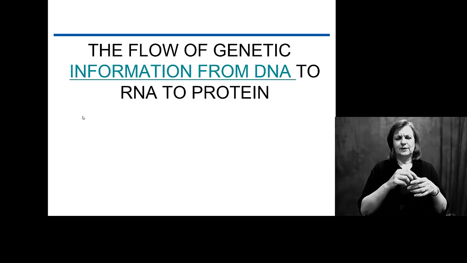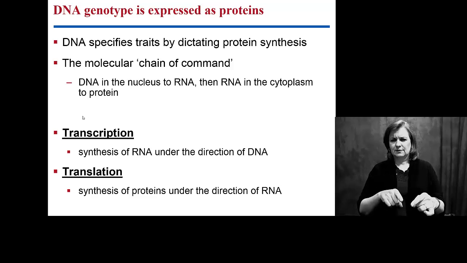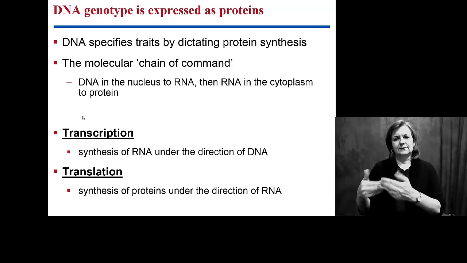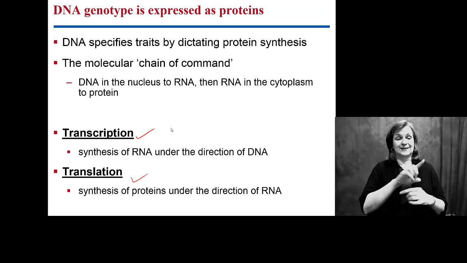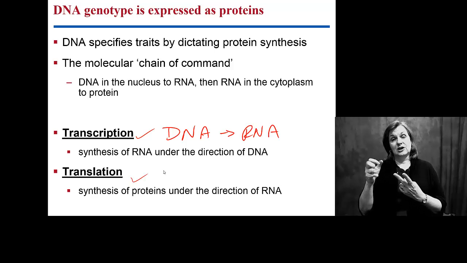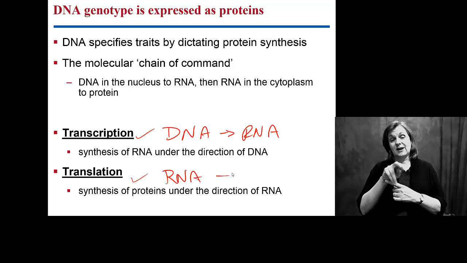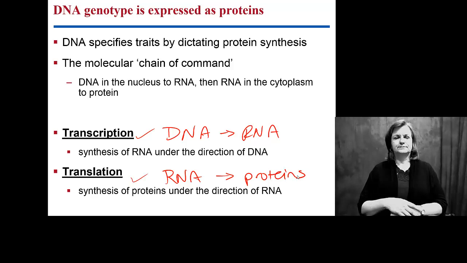So how do we get from DNA to RNA to proteins? We have to go through two major processes, transcription and translation. Transcription goes from DNA to RNA. Translation goes from RNA to proteins. So how do we do this?